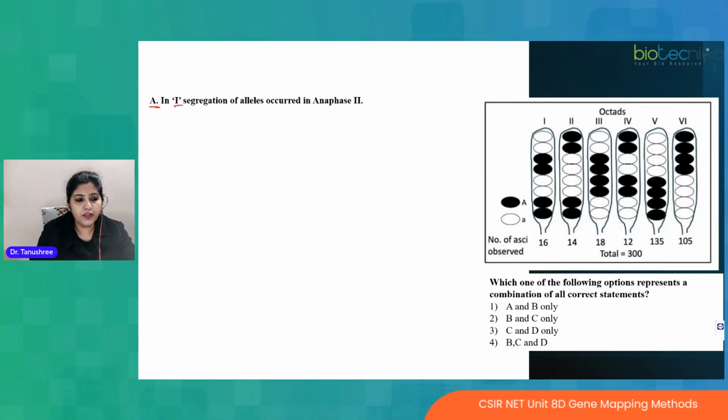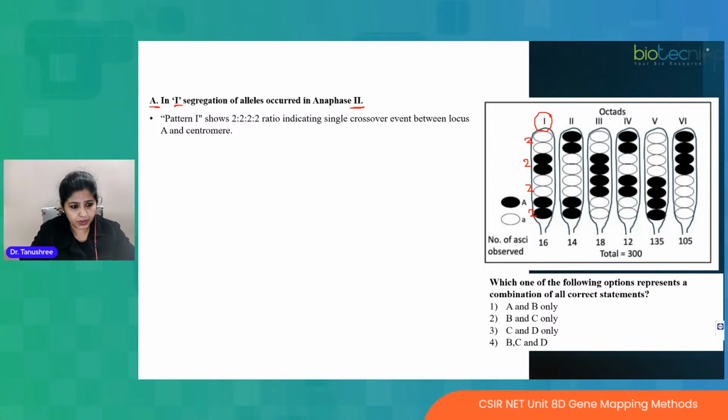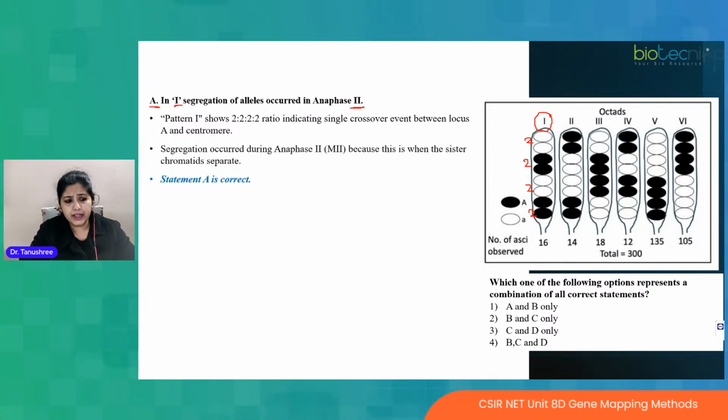Statement A is that in first, that is this one, segregation of alleles occurred in meiosis 2. How do we know that? If there is crossing over, then the meiosis 2 segregation pattern is observed. The ratio we get when crossing over happens is either 2:2:2:2 or 2:4:2. So this statement is correct, because this ratio indicates that a crossing over event has happened between the locus A and the centromere, and the segregation therefore occurred in meiosis 2.